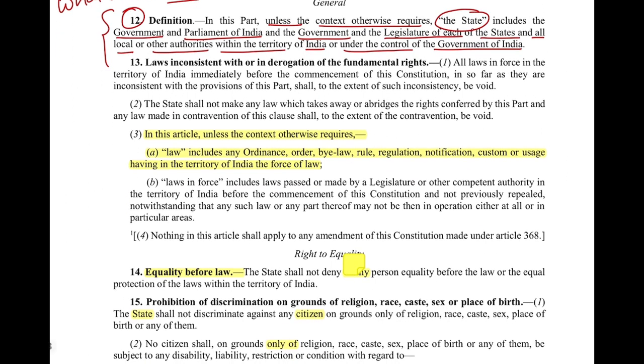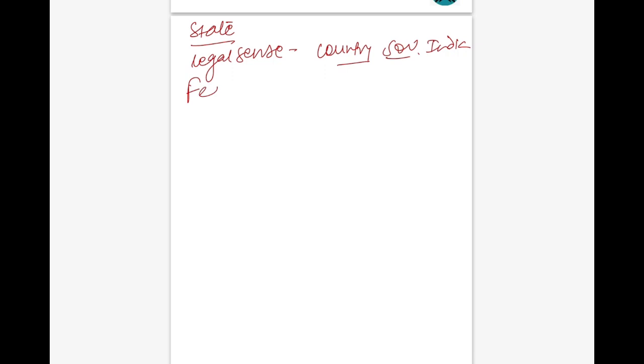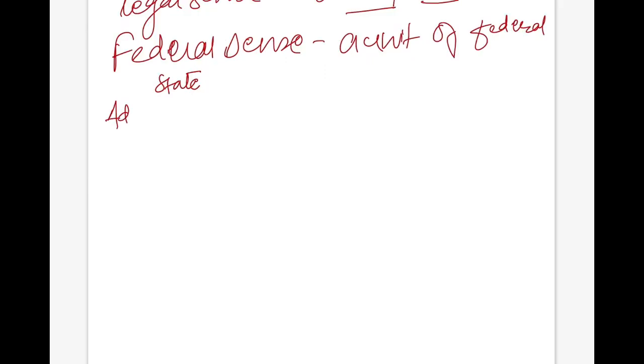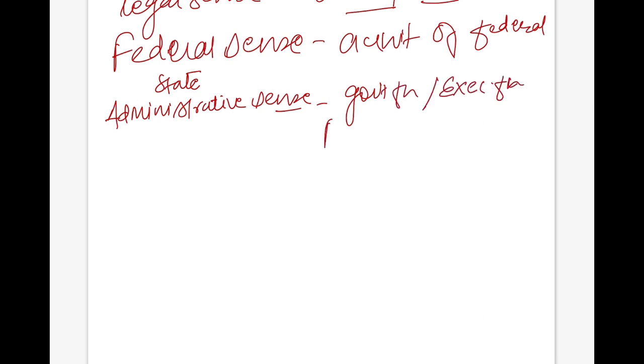Now Article 13. Before that, let us see that fundamental rights are enforced against the state. State in the legal sense means a country, a sovereign country, that is India. In the federal sense, a unit of a federal state. In the administrative sense, any authority that exercises government function or executive function, like government, for example public sector undertakings, nationalized banks, they fall under the ambit of state.